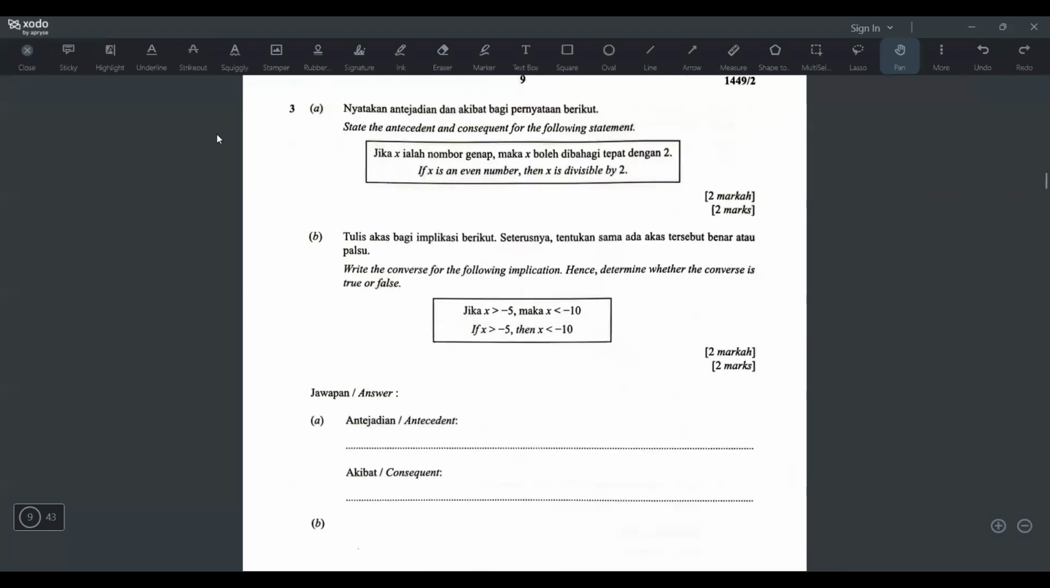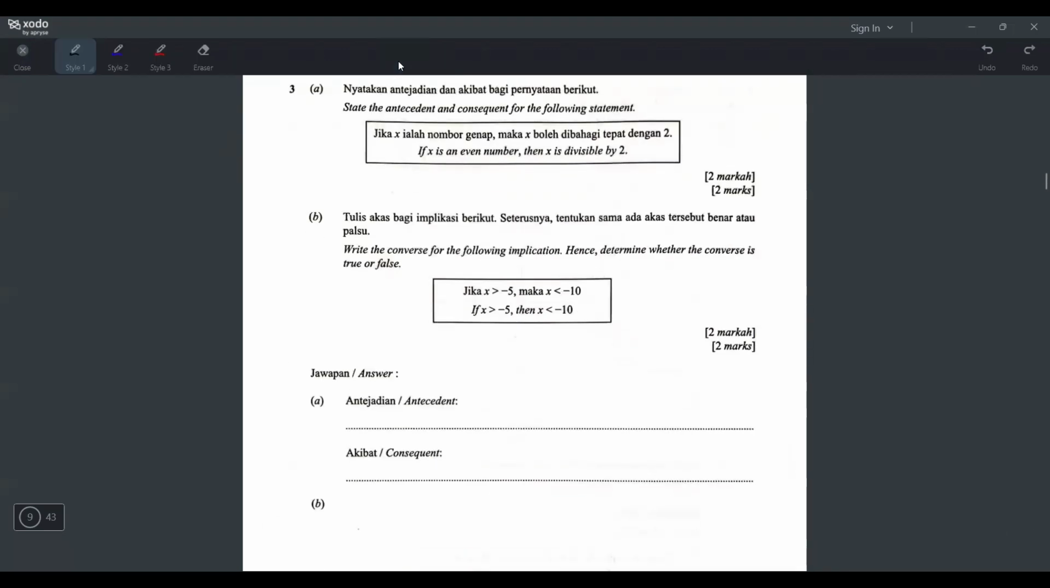All right, done. Let's continue with number 3. This is logical reasoning. State the antecedent and consequent for the following statement. If x is an even number, then x is divisible by 2. This is the implication. The implication format looks like this: if something, then something. We underline this one and this one. The if and then we don't underline.